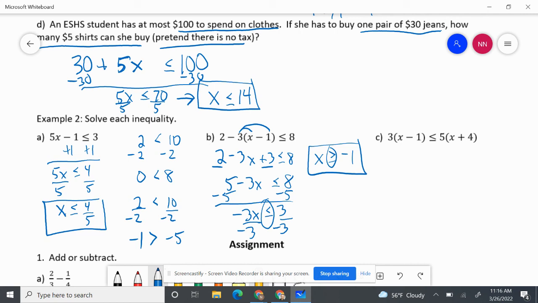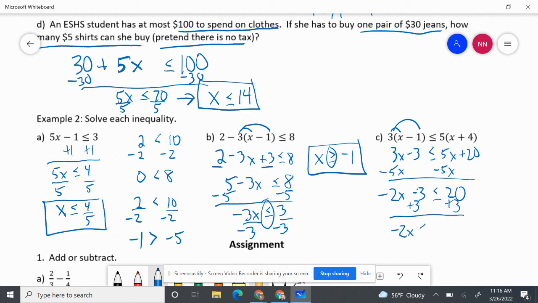So with this one right here, I'm going to distribute the 3 and get 3x minus 3 is less than or equal to 5x plus 20. I like my x's to be on the left-hand side of inequalities because when we move into graphing, it's going to be a little bit easier. So I'm going to subtract the 5x. I get negative 2x minus 3 is less than or equal to 20. I'm going to add the 3, and I get negative 2x is less than or equal to 23. And then I'm going to divide by negative 2.